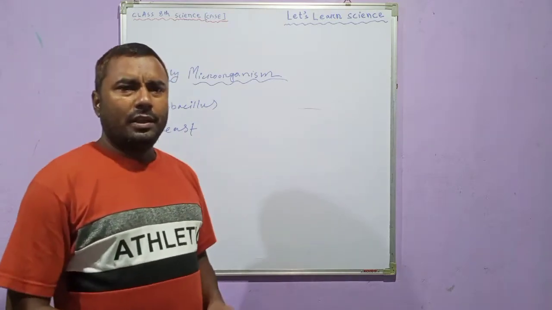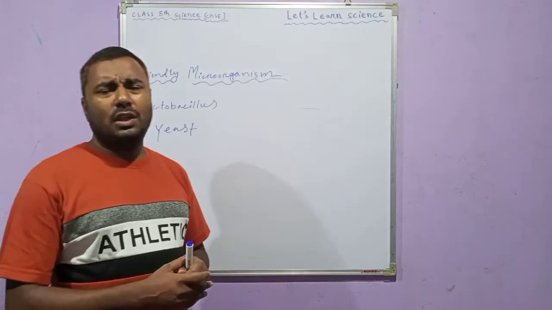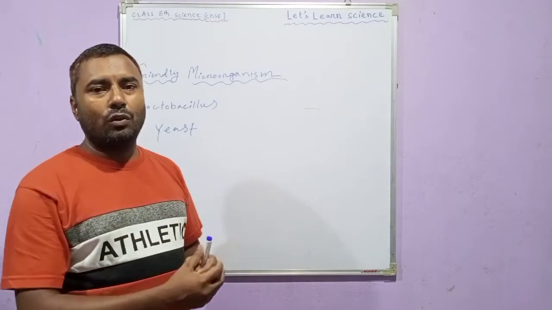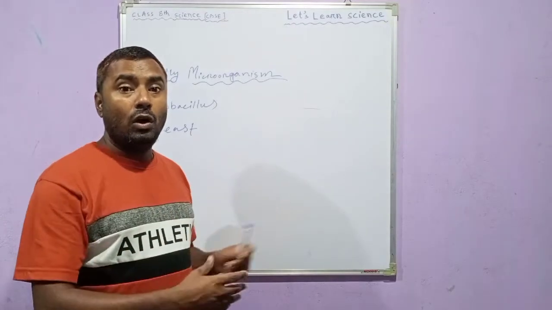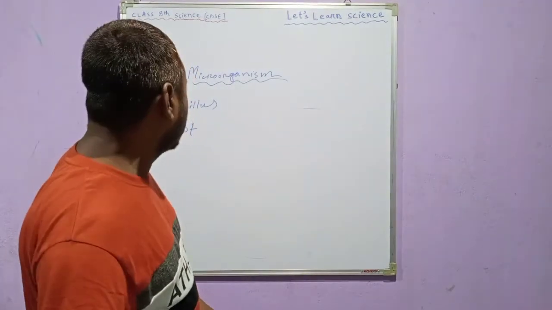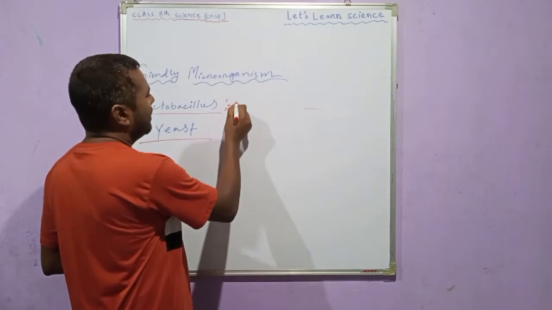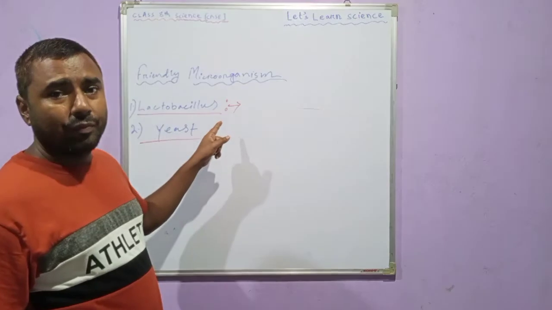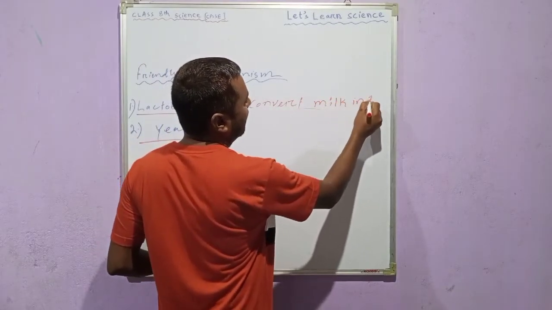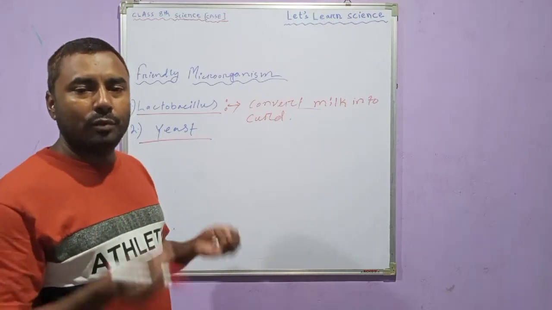Friendly microorganisms. Microorganisms are very helpful in many ways in our lives because many microorganisms are beneficial for us. That's why we call those groups of microorganisms our friends or friendly microorganisms. Now I have written two examples here, Lactobacillus and yeast. The microorganism Lactobacillus converts milk into curd. So is it helpful or harmful? It is helpful, because of that we are able to eat curd.